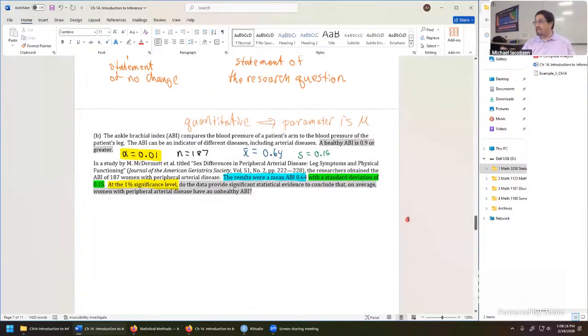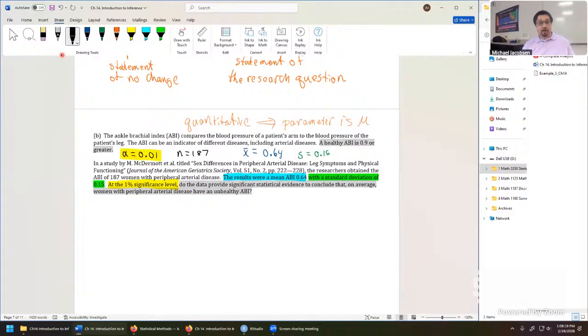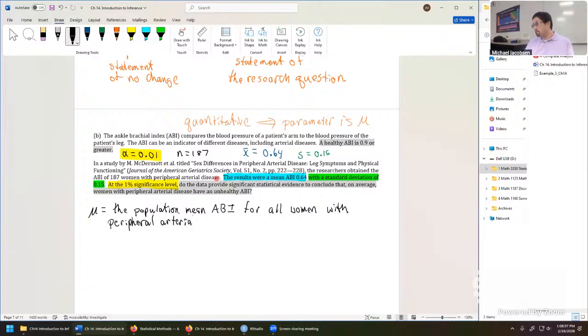So let's begin by writing down exactly what mu is going to be. Mu is going to be equal to the population mean, or you could say average here if you'd like, ABI, or, well, the sample had 187 with peripheral arterial disease. The sample came from the population. So that implies our population is all women with peripheral arterial disease.